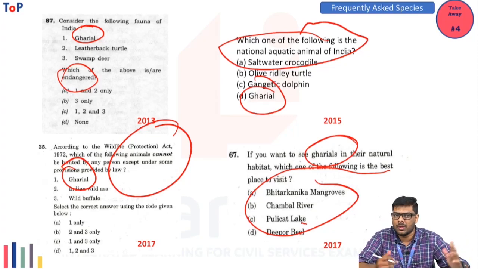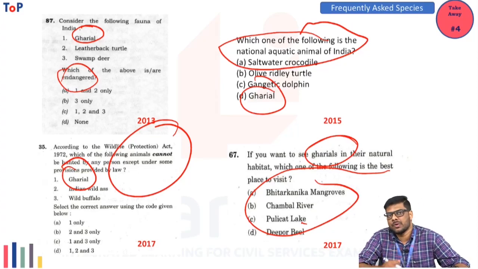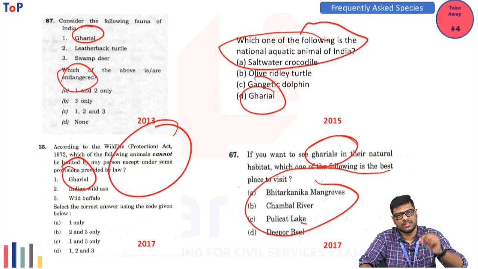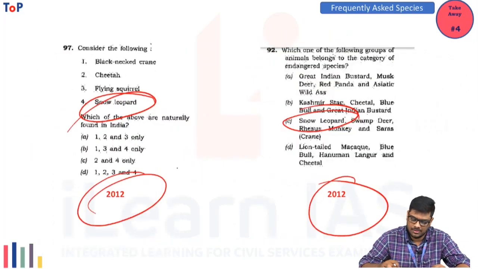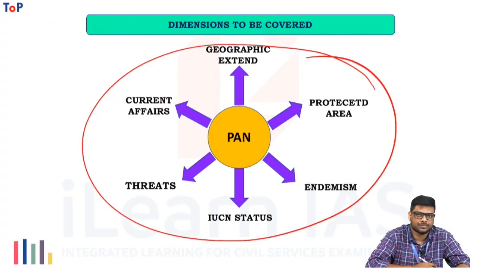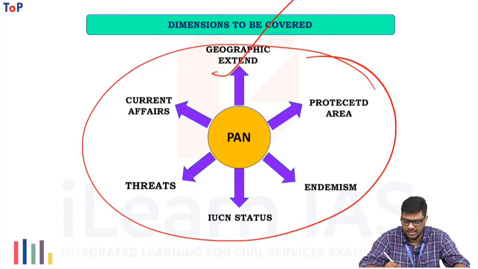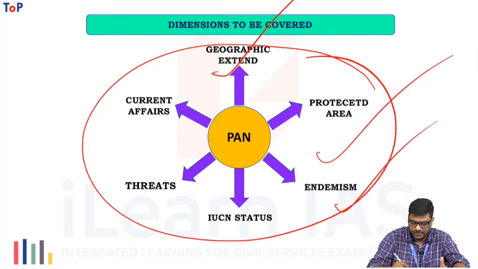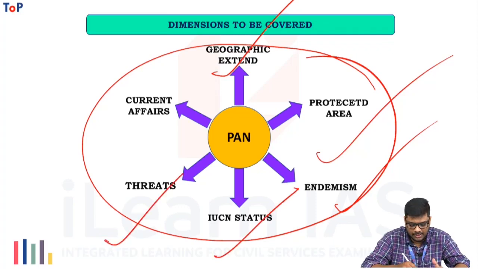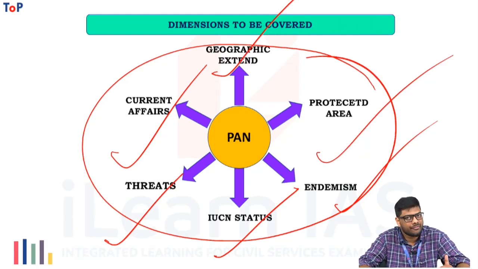Area where they can be found, their IUCN status, threats to their life, and whether there is any cultural importance to it, whether it is endemic or not. So these kinds of questions can be asked. Whether the species was in news or not. So these are the dimensions. Don't worry, we have prepared a framework for you, which aims at finding the geographic extent, protected area, endemism, IUCN status, threats faced by it, and current affairs. So make your handout based on this framework.